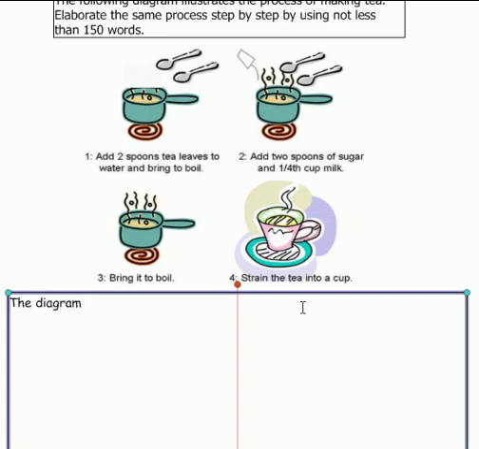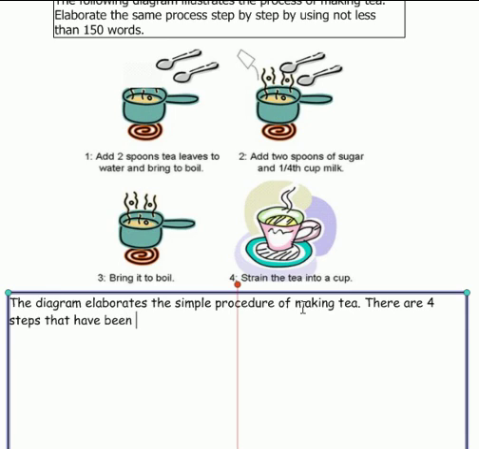The diagram elaborates the simple procedure of making tea. So this is the information. The diagram elaborates the simple procedure of making tea. There are 4 steps that have been described in detail. Now we will give information what each step contains.